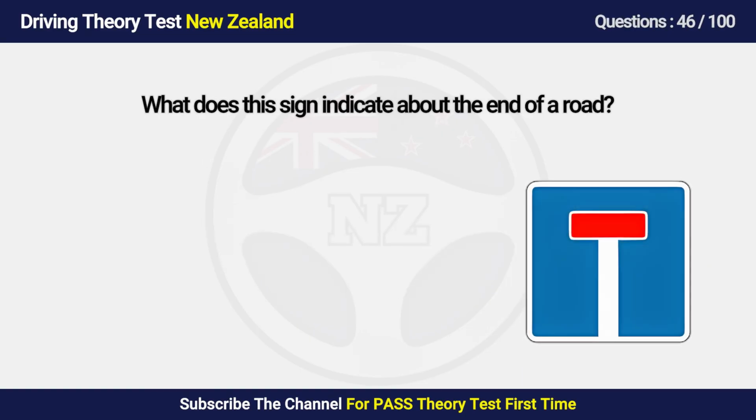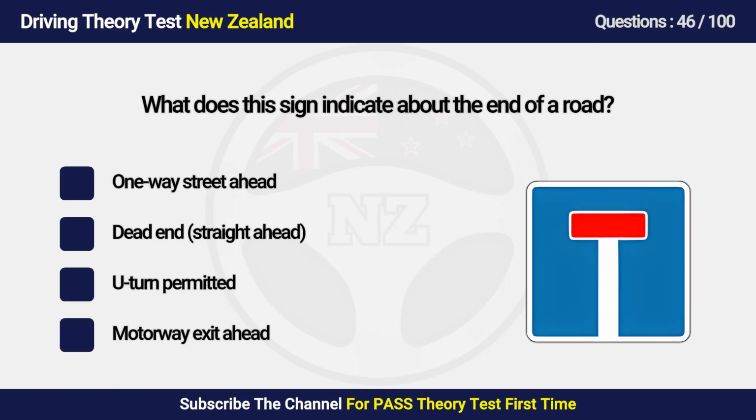Question 46. What does this sign indicate about the end of a road? A. One-way street ahead. B. Dead end straight ahead. C. U-turn permitted. D. Motorway exit ahead.